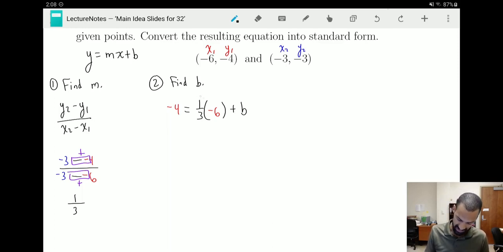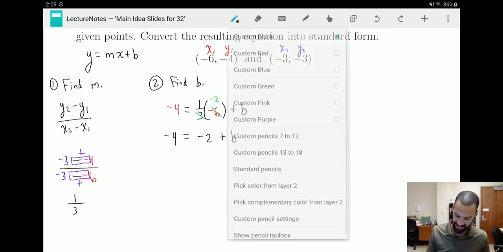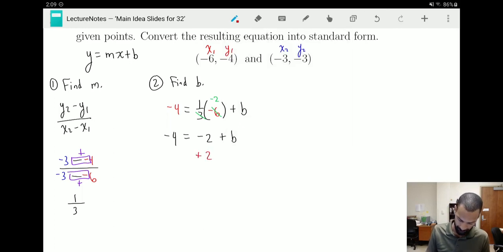Okay, so let's simplify this term. 1/3 times negative 6 is going to be negative, remember if you did 6 divided by 3, that's negative 2. So 1 times negative 2 is negative 2 plus b. Or if you prefer, you could have gotten negative 6 over 3 and then simplified that down to be negative 2. Either way. Okay, and then add 2 to both sides. Those will cancel. Negative 4 plus 2 is negative 2.